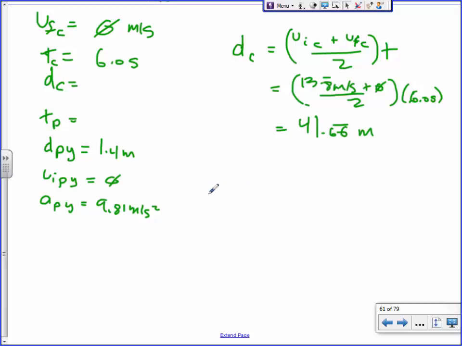So based on this information, which formula do we need? I think we need this one. D equals VIT plus 1/2 AT squared. That's the one we would use. But I need to make sure I'm clear about this. This is the distance of the phone in the Y direction, the velocity initial of the phone in the Y direction, the acceleration of the phone in the Y direction.